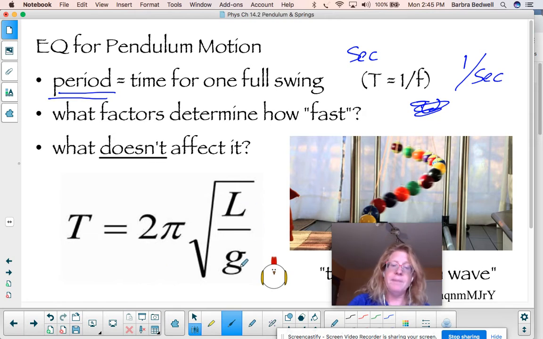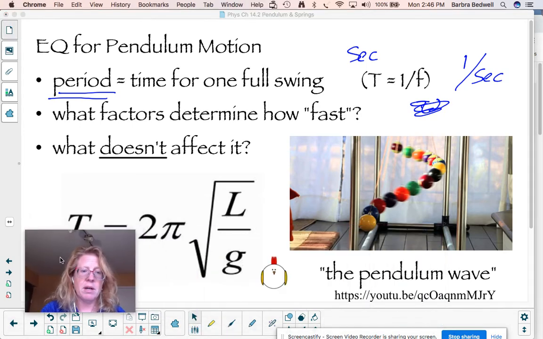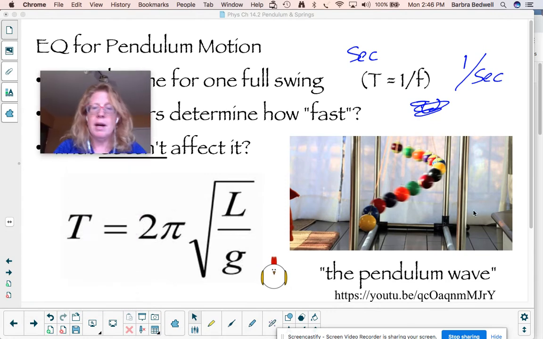The second part that's involved with this is the L and the g. So the L is simply the length of the string. The longer the string, the slower it tends to move, the longer the period. I'm going to move my picture out of the way here so we can see what this looks like. You can see this orange one in the front of this picture has the longest string, and way in the back here is a little red or black one, whatever color that is back there, and it's got the shortest string.